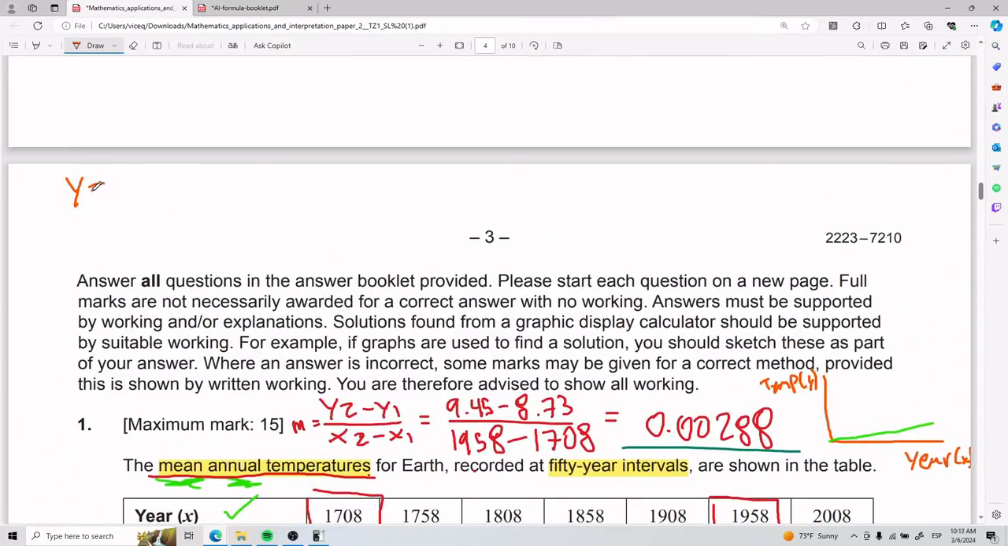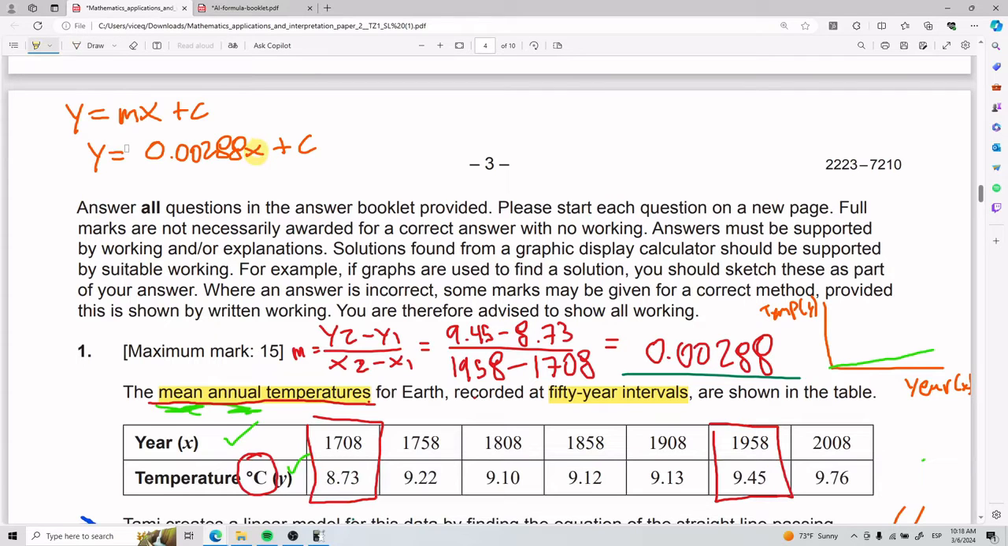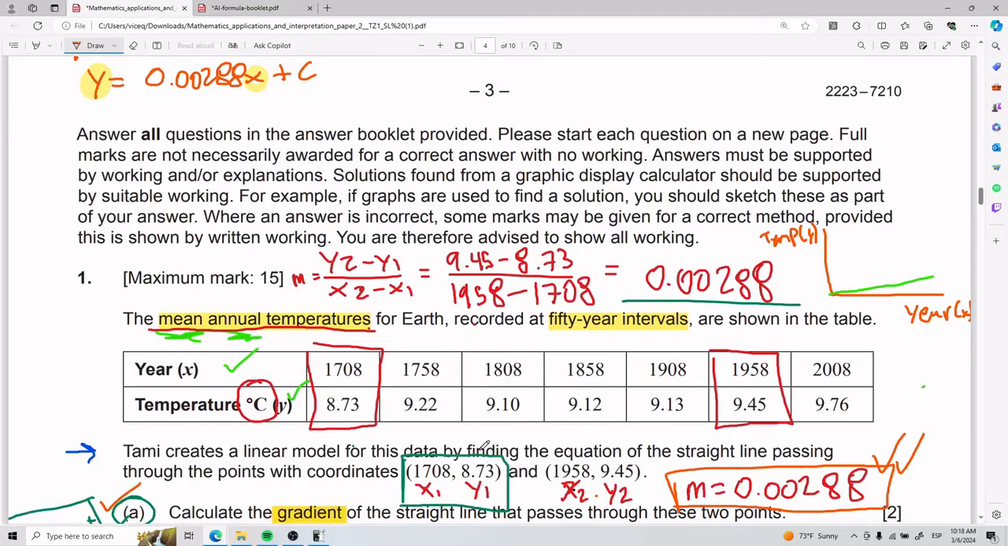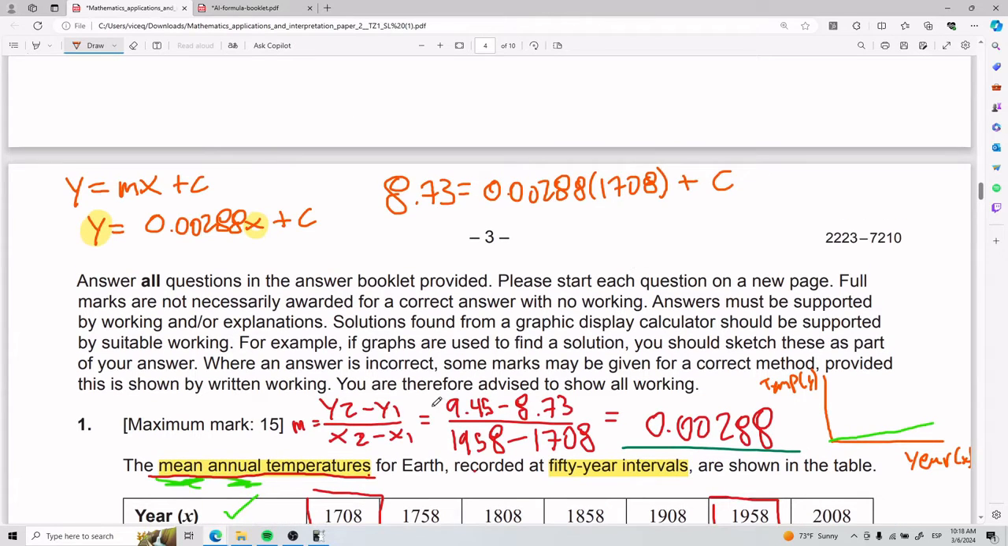So the one on the left is y equals mx plus c. And technically, because you already know m, you can plug in m. So it's 0.00288x plus c. And here you can also plug in a set of points. You can plug in x, you can plug in y. So same thing, you can plug in y, so 8.73 equals 0.00288 times x, which is 1708, plus c. And so this can give you c.